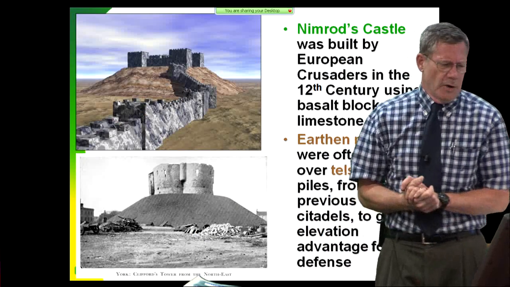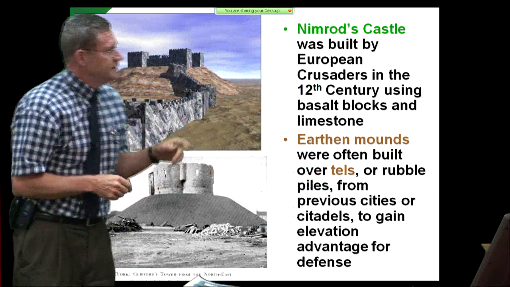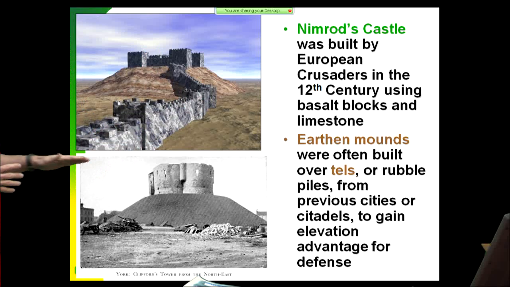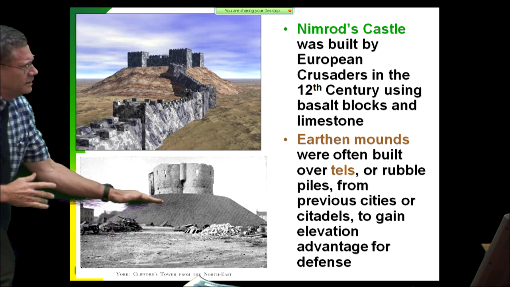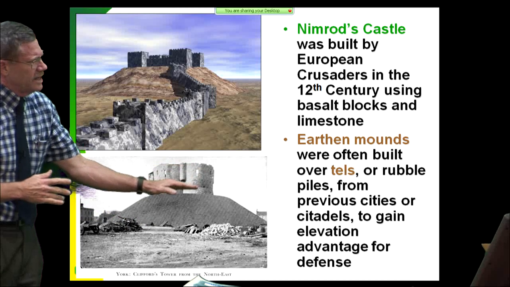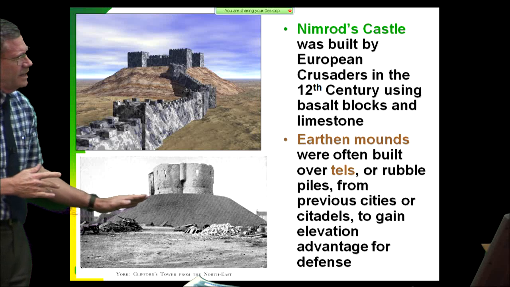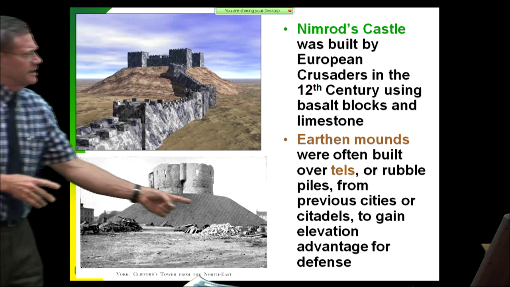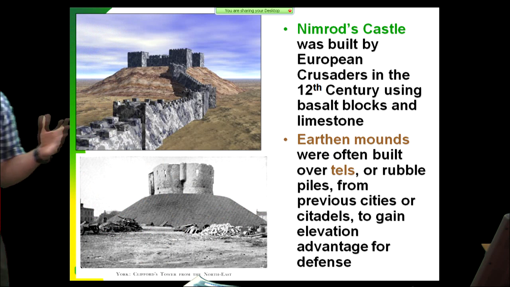So Nimrod's castle, I said, was built in the 12th century using basalt blocks and limestone. This is what it originally kind of looked like. And then oftentimes we had these earthen tells, and the idea of the tell, this was old rubble from the city that were here prior to the fortifications that were built on top of them. And again, this made it more difficult to get up here and attack and try to dig under the foundation and get in. So we call these things citadels. And these earthen mounds were called tells. So that's where the term Tel Aviv comes from.